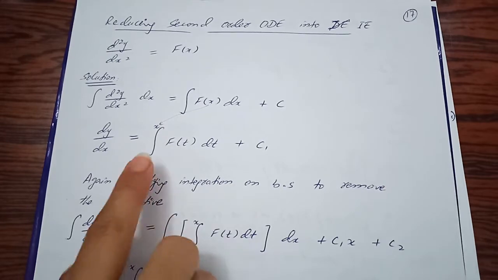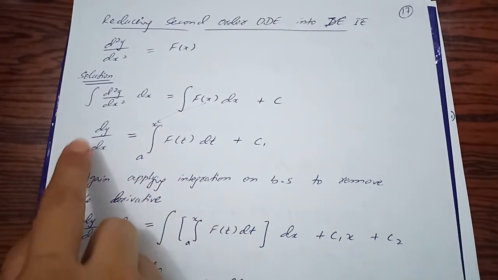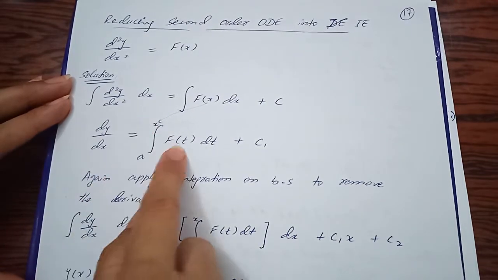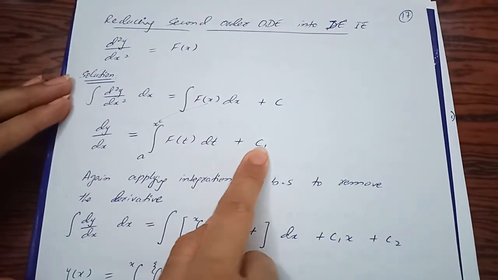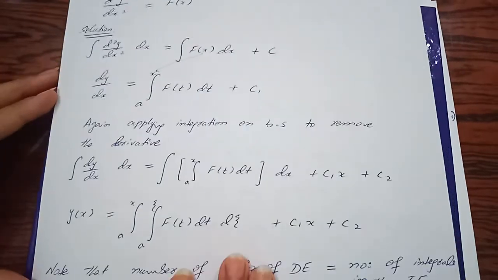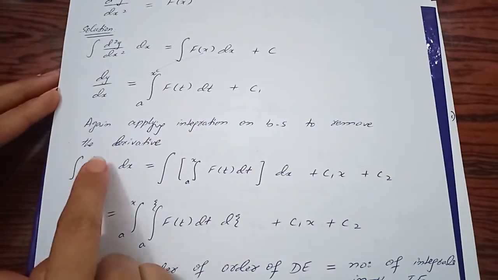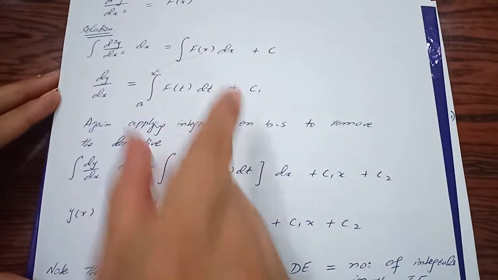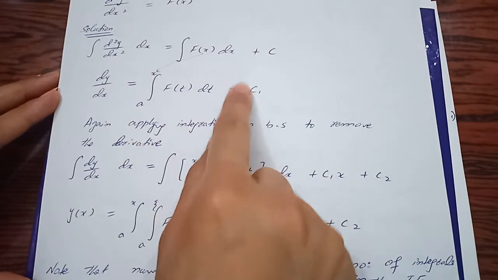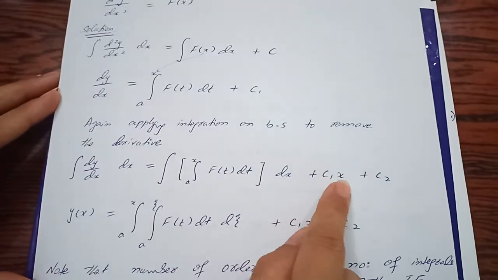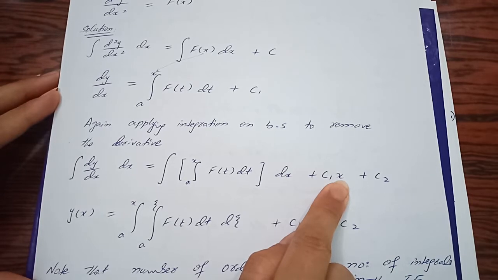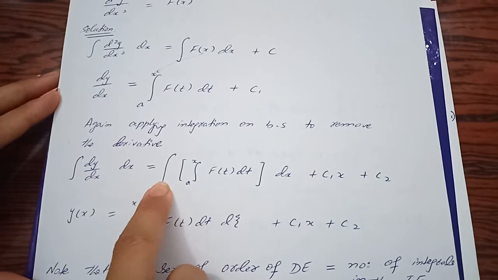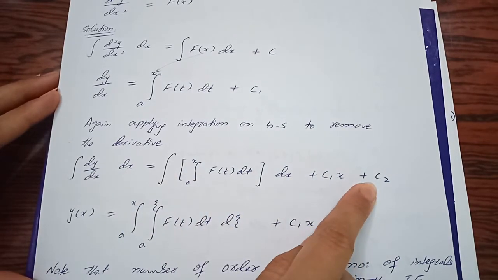If we again apply the integration on both sides, we can write the integral of dy by dx, the integral from a to x of f of t dt, and the integral of c1 and the constant of integration. So how are we going to write it? We'll write the integration of dy by dx equals the integration of this whole function with respect to x. And when you integrate this constant c1, you will get c1x, because you know that the integration of any constant gives you x here. And due to this new integration, you have to write a new constant c2 as well.